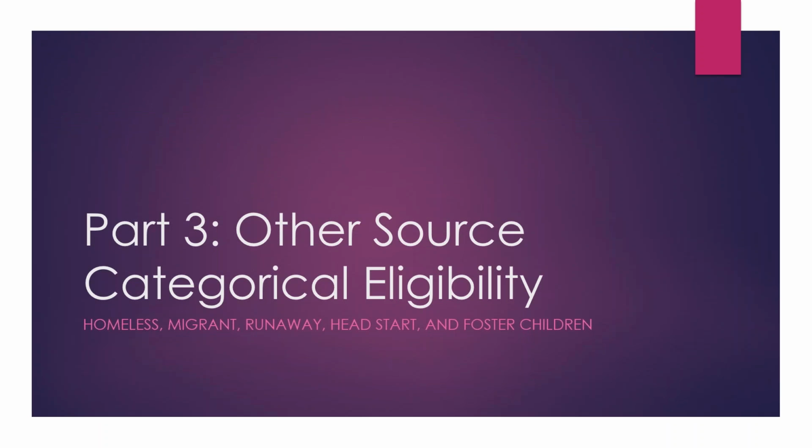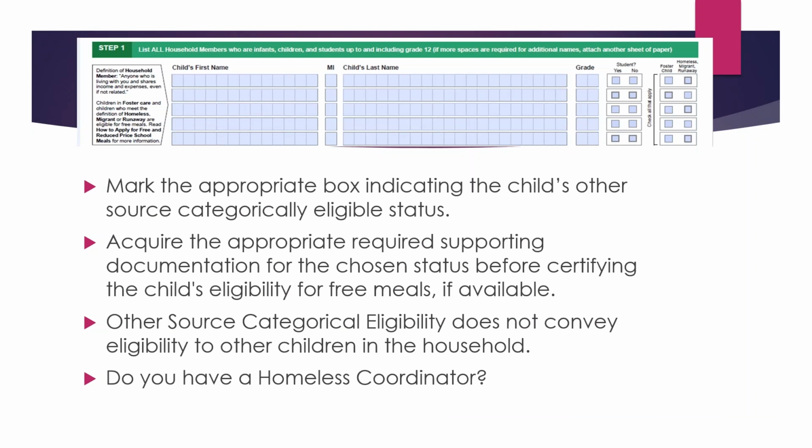So Part 3 is Other Source Categorical Eligibility. This is looking at homeless, migrant, runaway, Head Start, and foster children. So on Step 1, where a family is listing all household members, there's an option to check if there's any other source categorically eligible status. And the family would just check the appropriate box.